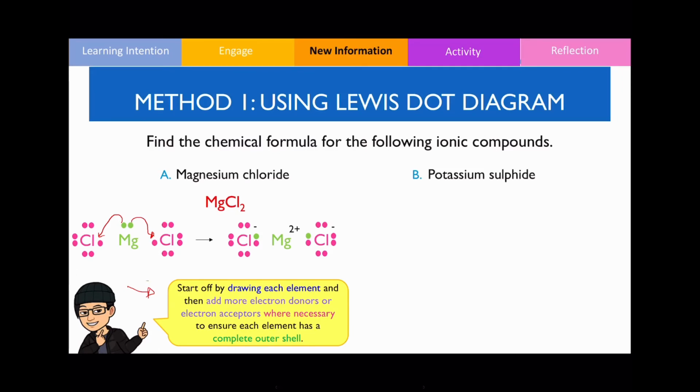So I'm going to draw potassium and sulfur. Now, potassium can lose one of its valence electrons to sulfur for it to become happy, but sulfur still requires one extra electron.